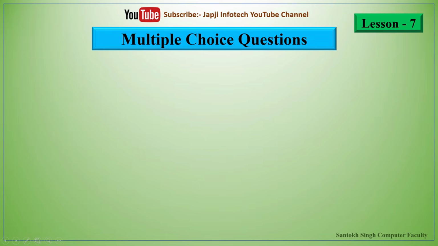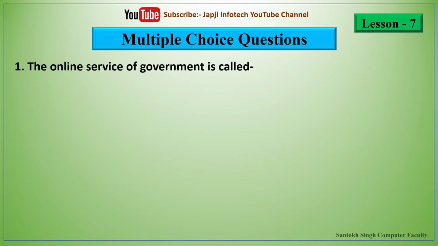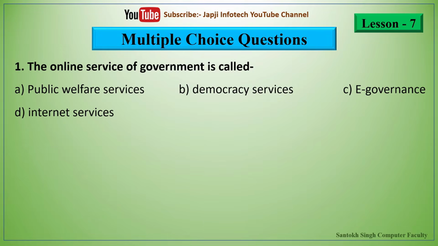So we will now learn about multiple choice questions in lesson number 7. So the first question is, the online service of government is called dash, and the options are public welfare service, democracy service, e-governance, internet service, and the right answer is the online service of government is called e-governance.